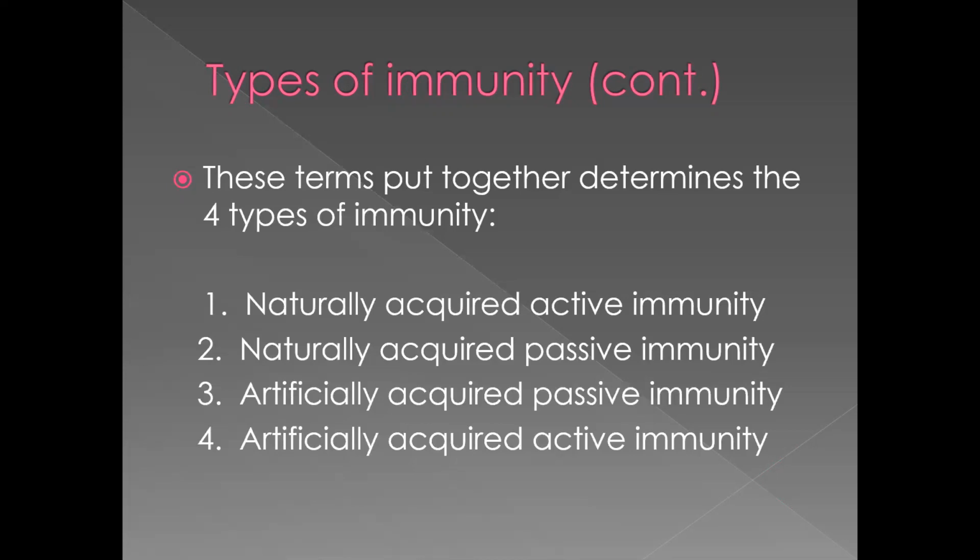Then there's artificially acquired passive immunity. So the body did not get it on its own, and it did not make its own antibodies. An example of this is an injection of immunoglobulin. And then finally there's the artificially acquired active immunity. So the body did not get it on its own, but it did make its own antibodies. A good example of this is an injection of MMR, or measles, mumps, and rubella, and your own body makes the antibodies to it.